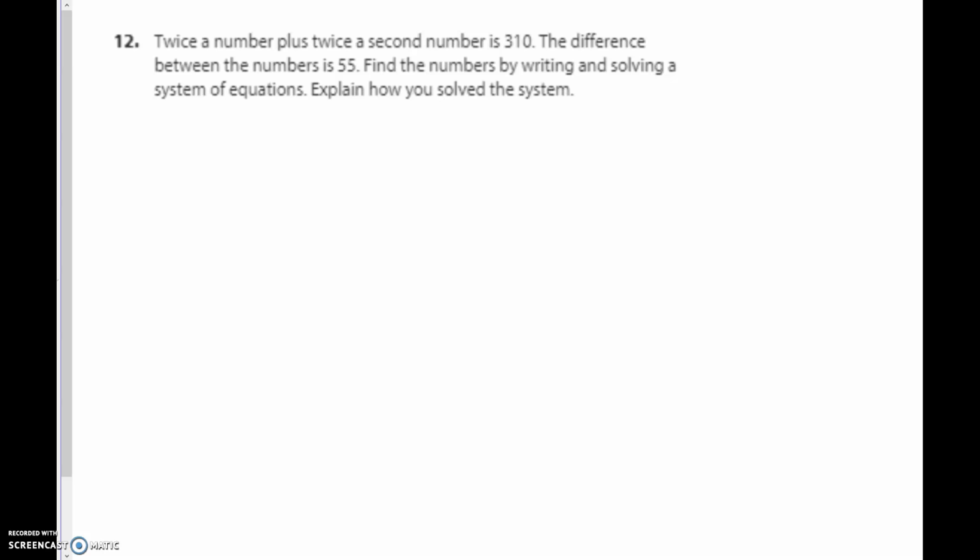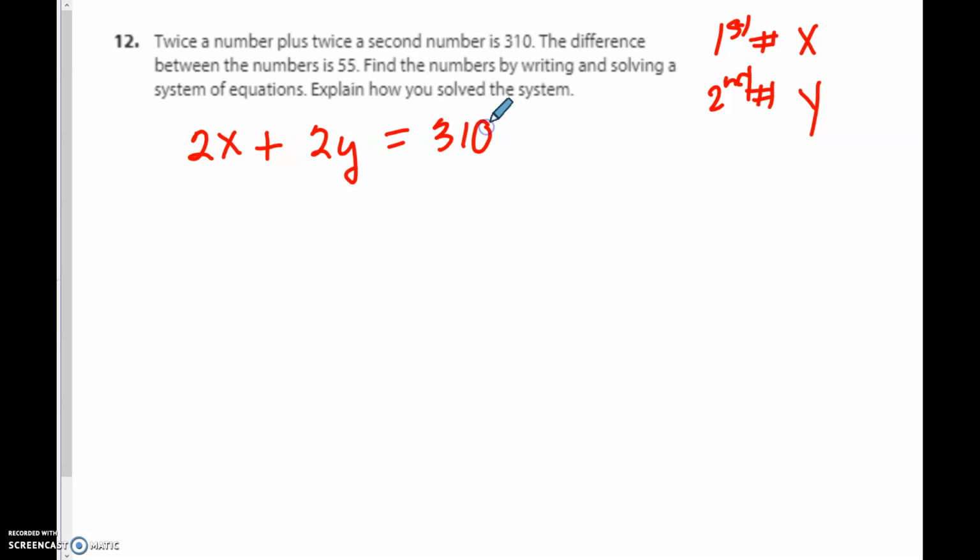All right, so here are the problems everyone loves. Twice a number plus twice a second number. Well, we're going to say first number is x and second number is y. So when you say twice a number, that means twice x, because that was our first number, plus twice the second number, and they say you get 310. The difference means what? Difference means subtract. When you take and subtract the two numbers, they say you're going to get 55.